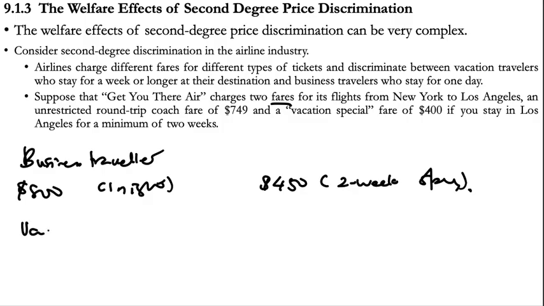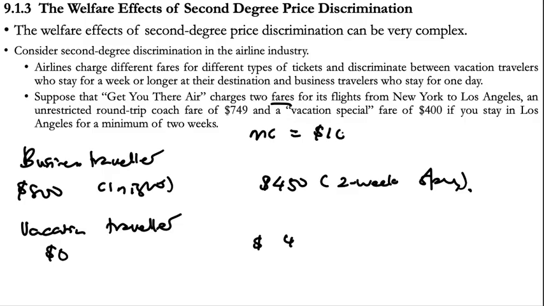But if you're a vacation traveler, for instance, if you just want to stay for one night, you don't want to pay anything. So your reservation price is 0. But if they offer you to stay for at least 2 weeks in LA, then you're willing to pay, let's say 400. Let's say the cost per trip is fixed, and therefore we call it marginal cost, per person, per pack is $100. Okay, so remember we have one business traveler and one vacation traveler.